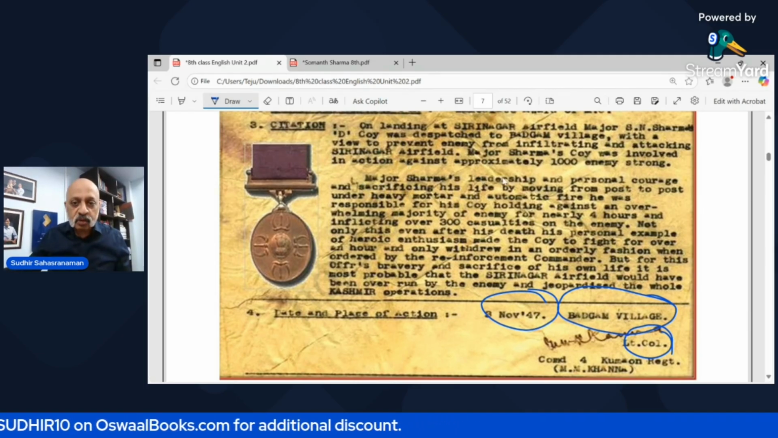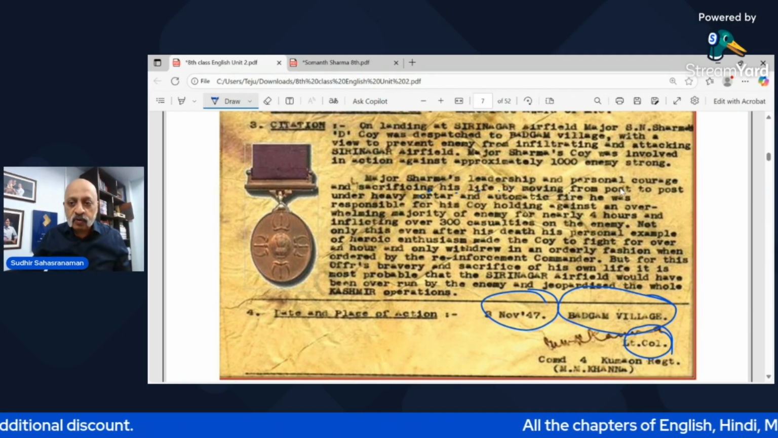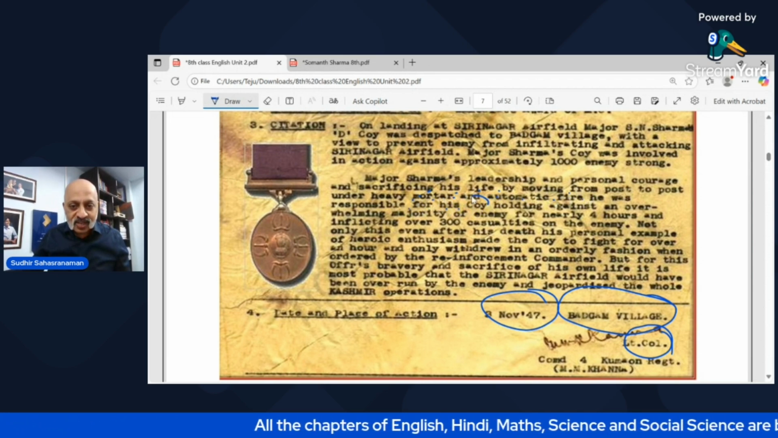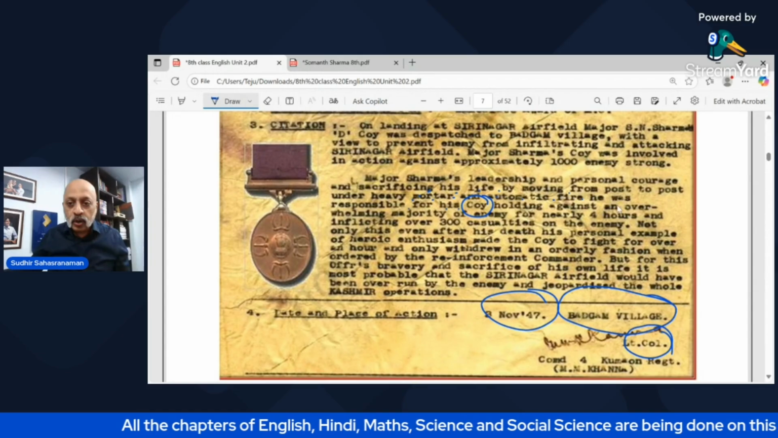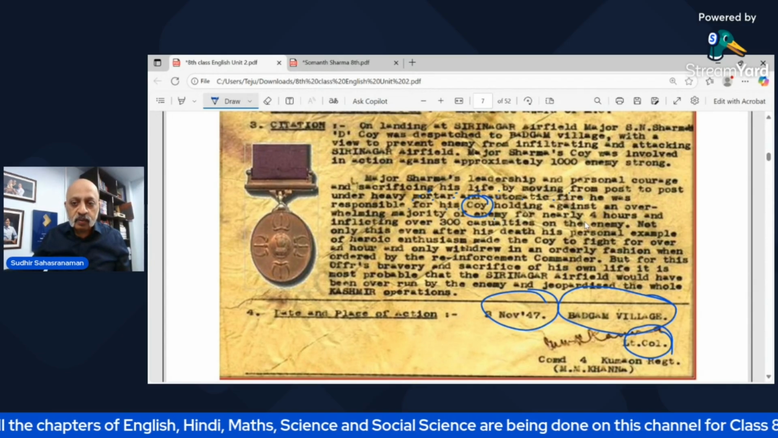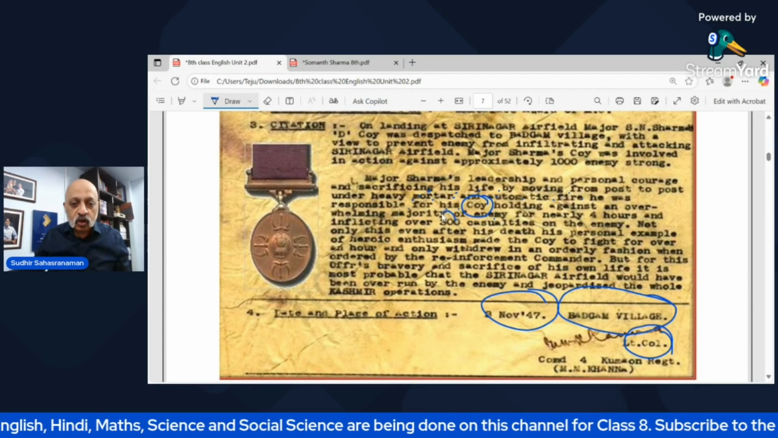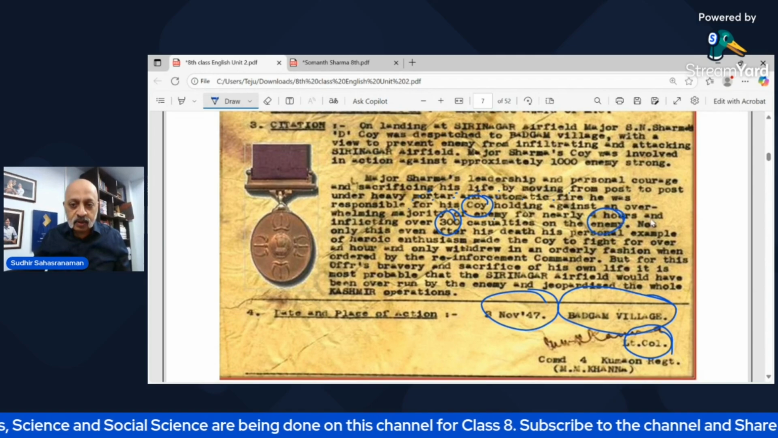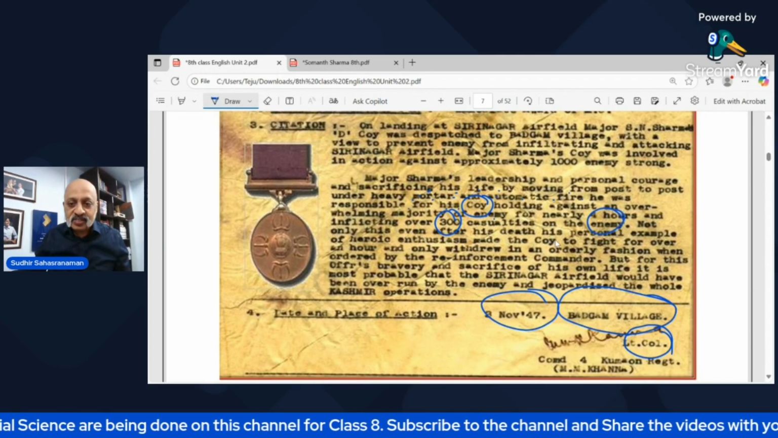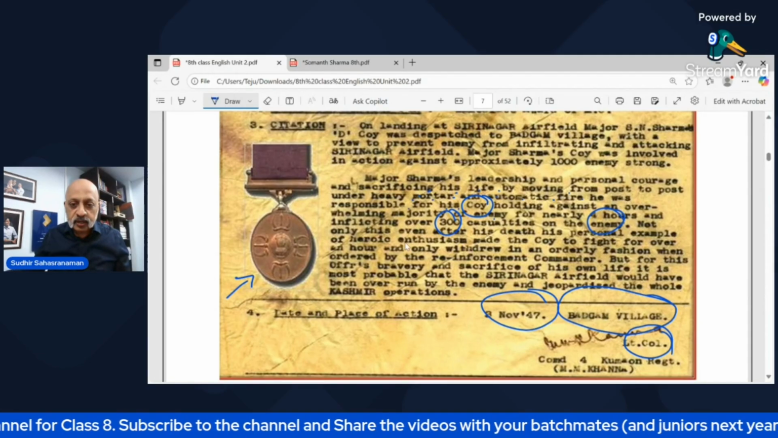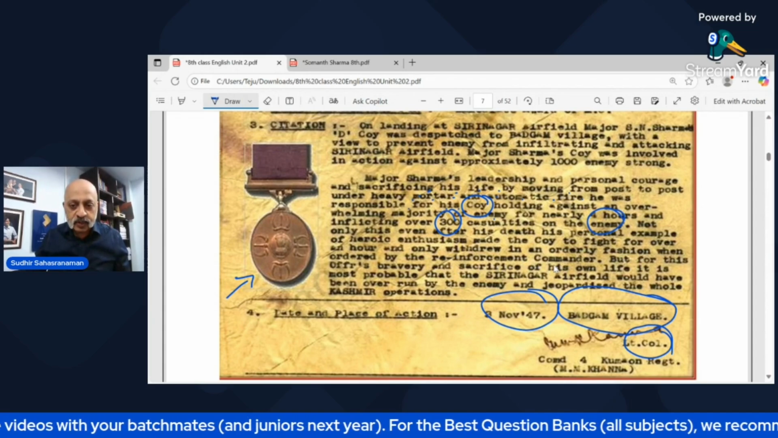It says Major Sharma's leadership and personal courage, and by sacrificing his life by moving from post to post under heavy mortar and automatic fire, he was responsible for his company holding against an overwhelming majority of enemy for nearly 4 hours and inflicting over 300 casualties on the enemy. Not only this, even after his death, his personal example of heroic enthusiasm made the company fight for an hour and only withdraw in an orderly fashion when ordered by the reinforcement commander.